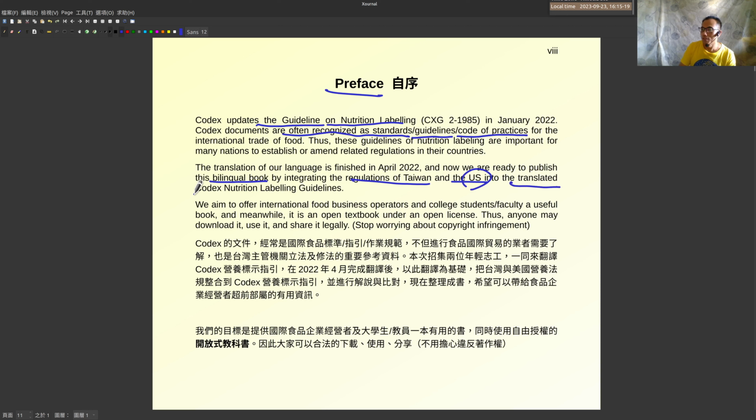We translated the Codex Nutrition Labeling Guidelines, and we aim to offer international food business operators, college students, and faculty a useful book. It's an open textbook under an open license. Thus, anyone can download it, use it, and share it legally, and free of charge. Don't worry about copyright infringement.